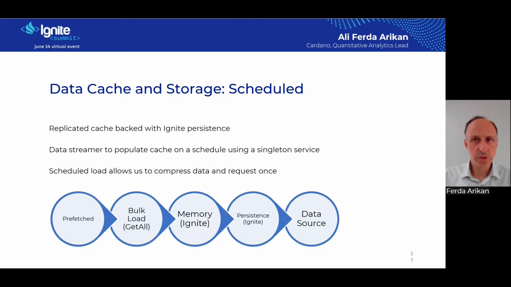We use Ignite persistence that allows us to be protected against crashes, restarts, reboots. We don't need to repopulate the cache. Ignite persistence takes care of this. Data streamer also makes a big difference. When we populate the cache, we use the streamer to insert entries in bulk.